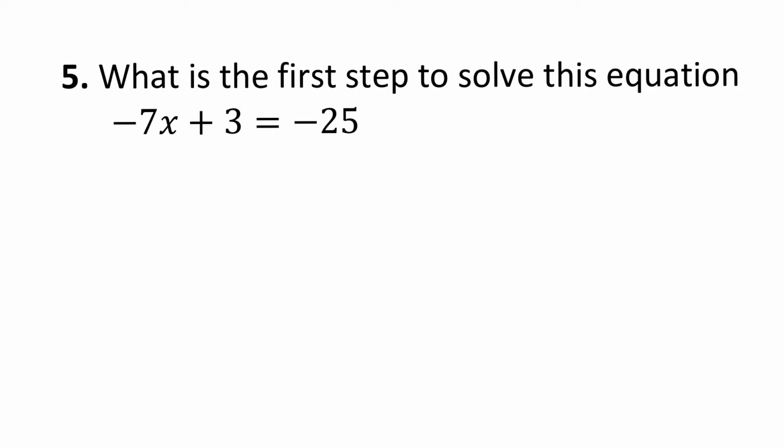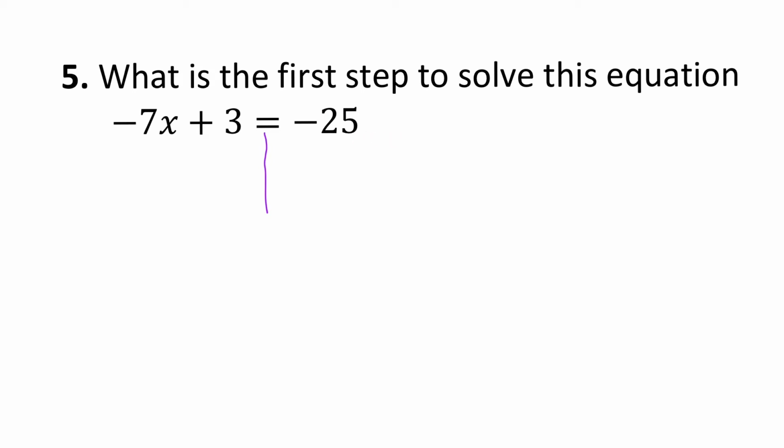Number 5 asks, what is the first step to solve this equation? And we have an equal sign equation, negative 7x plus 3 equals negative 25. So we just want to know, what is the first step to solve the equation? I don't have parentheses, so I don't have to distribute. If you guys actually put the line under the equal sign, on the left side, the negative 7x and the 3 are not like terms, so I cannot combine. This one, you guys cannot do anything because it's by itself. There's nothing else on the right side.